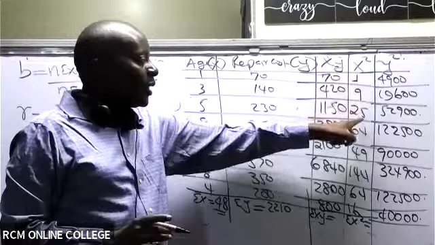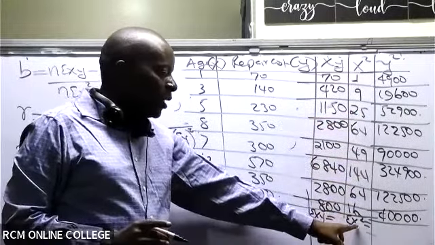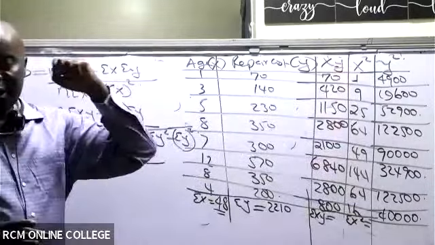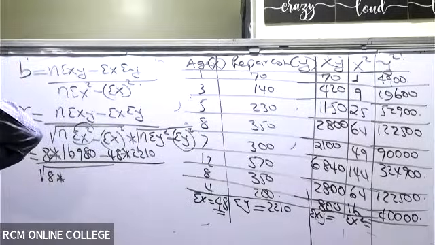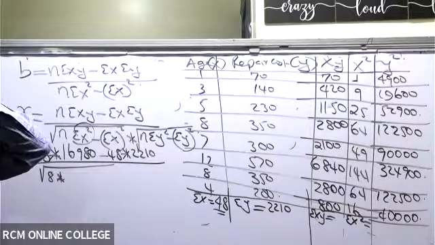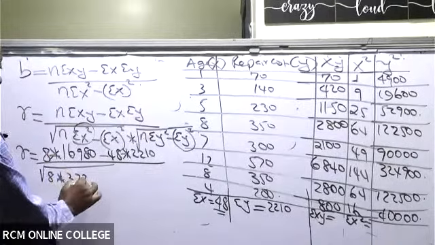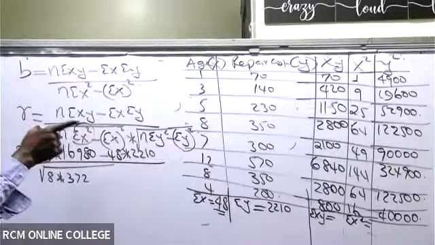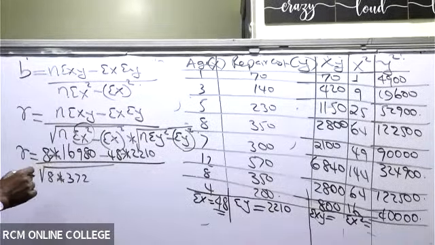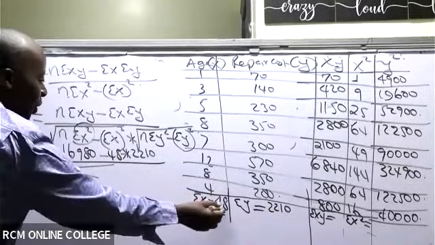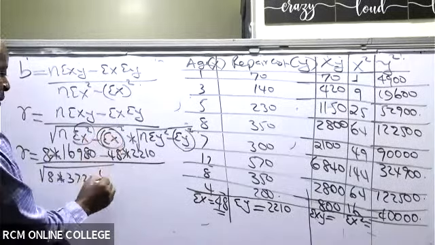Is there any ninja that can remember the figure that we had for summation of x squared? I'm being told it was 372. I'm waiting for someone else to remind us. Thank you very much, Laura, for reminding me. So 372. Don't square again, because that figure comes squared. Minus summation of x, which is 48.